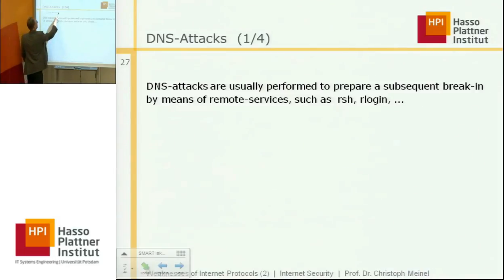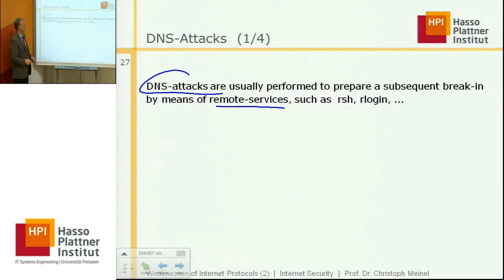Now let's have a look at the application level and start with DNS attacks. DNS attacks are usually performed to prepare some subsequent break-in. And the break-in following such a DNS attack is typically a misuse of remote services like RSH, RLogin, or others. Let's discuss a few attack scenarios for such DNS attacks.